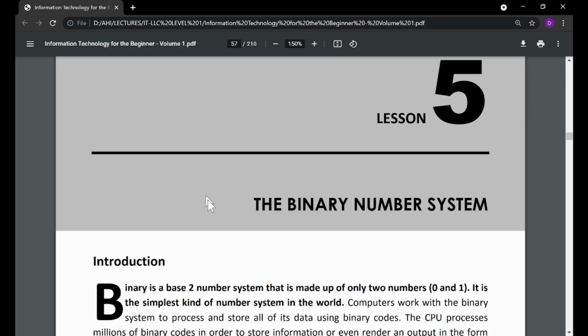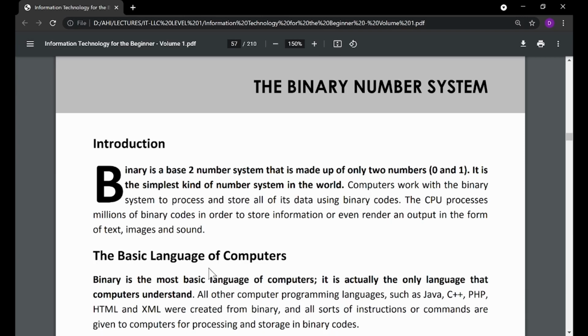Introduction. Binary is a base 2 number system that is made up of only 2 numbers, 0 and 1. It is the simplest kind of number system in the world. Computers work with the binary system to process and store all of their data using binary codes. The CPU processes millions of binary codes in order to store information or even render an output in the form of text, images, and sound.